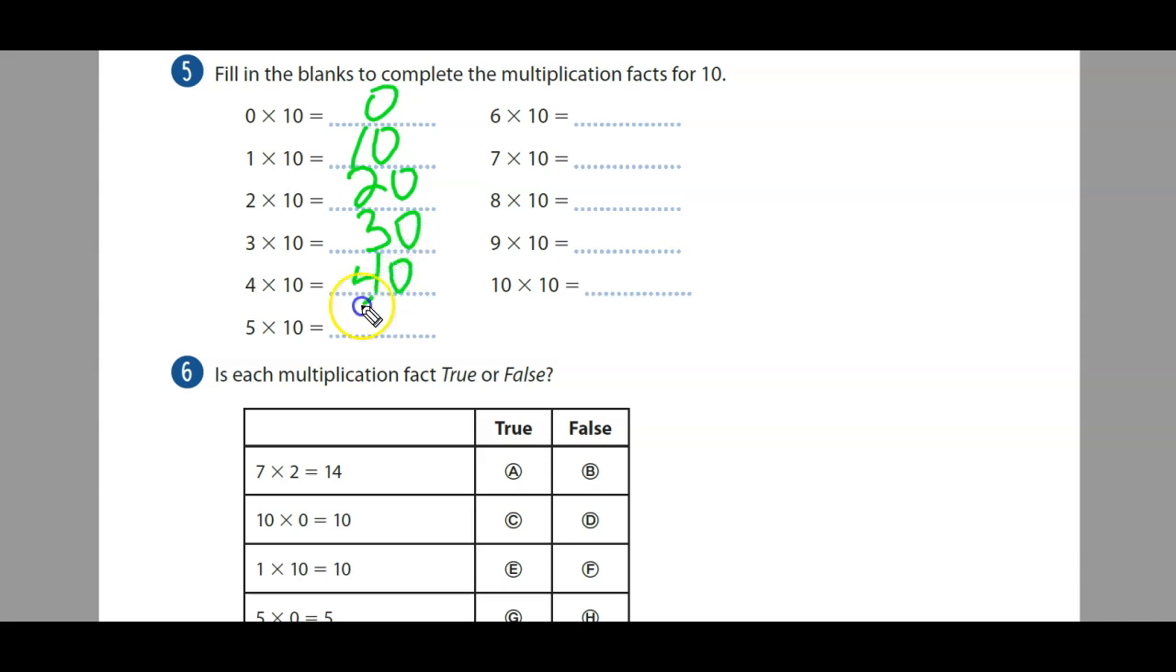5 times 10? 50. 6 times 10? 60. Wait, so you notice that it's 6 times 1, which is 6, and then I just add a 0, huh? 7 times 1, which is 7, and then because I'm multiplying by 10s, I add a 0. 70. So 8 times 10? 80. 9 times 10? 90. And 10 times 10? 100. That was it.